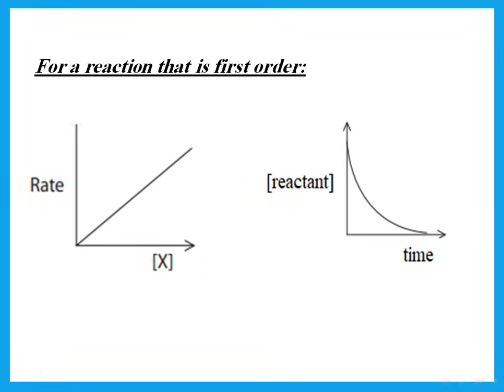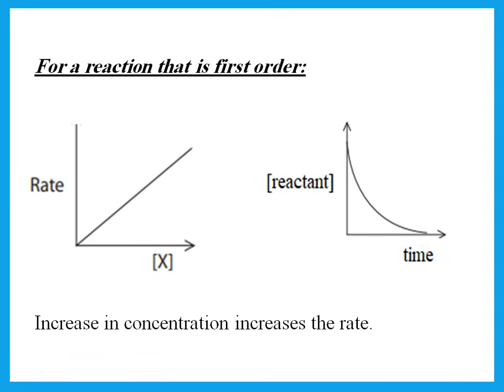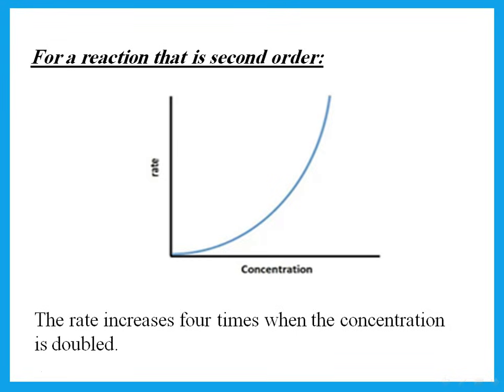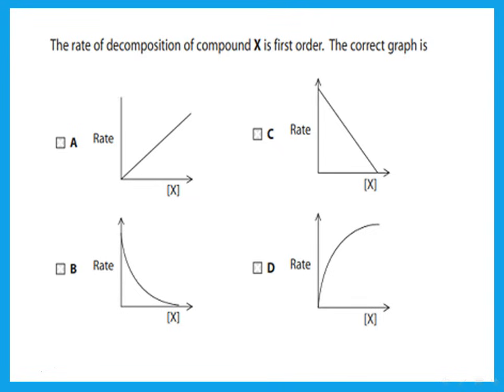For a reaction that is first order, we said increasing the concentration increases the rate directly. If we're doing a graph of concentration of reactant versus time, it will decrease with time. That means an increase in concentration increases the rate to the same order, so that is first. For a reaction that is second order, as we increase the concentration, the rate increases exponentially. So the rate increases, for example, 4 times if the concentration is doubled.